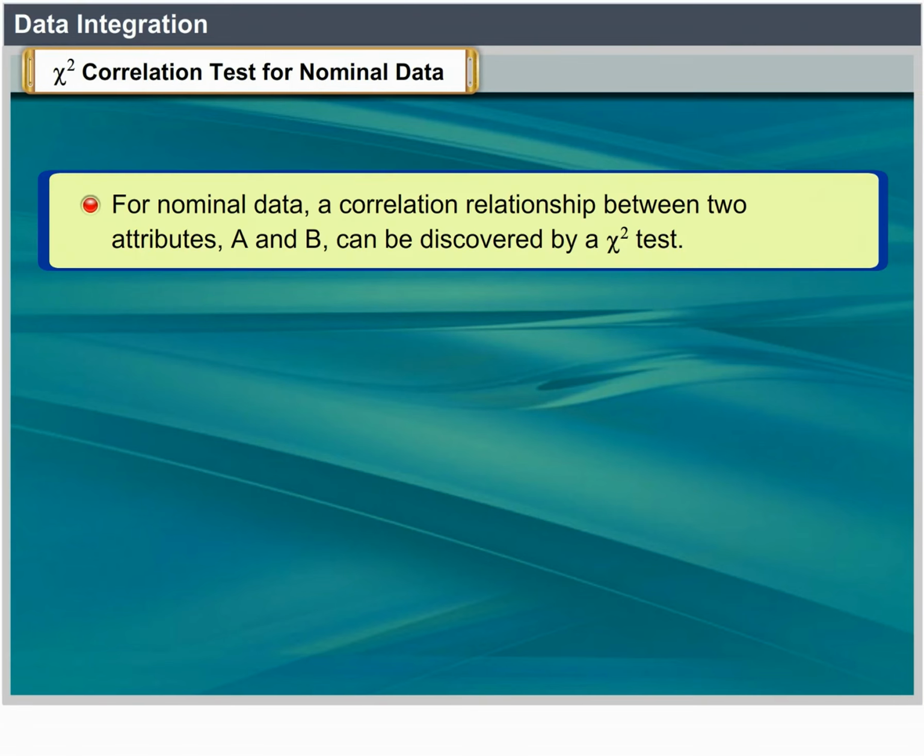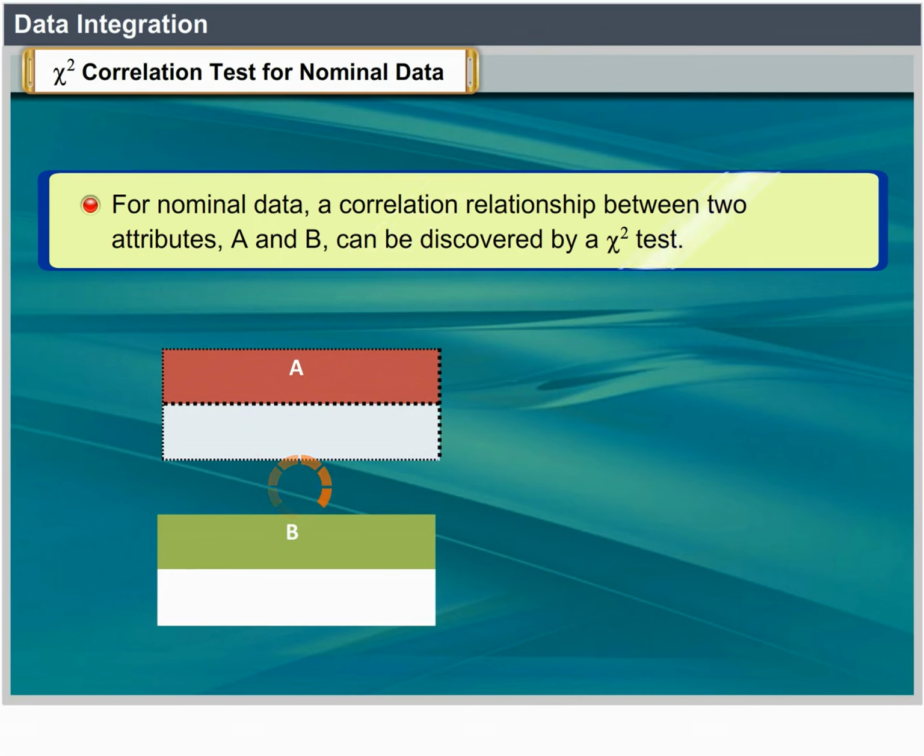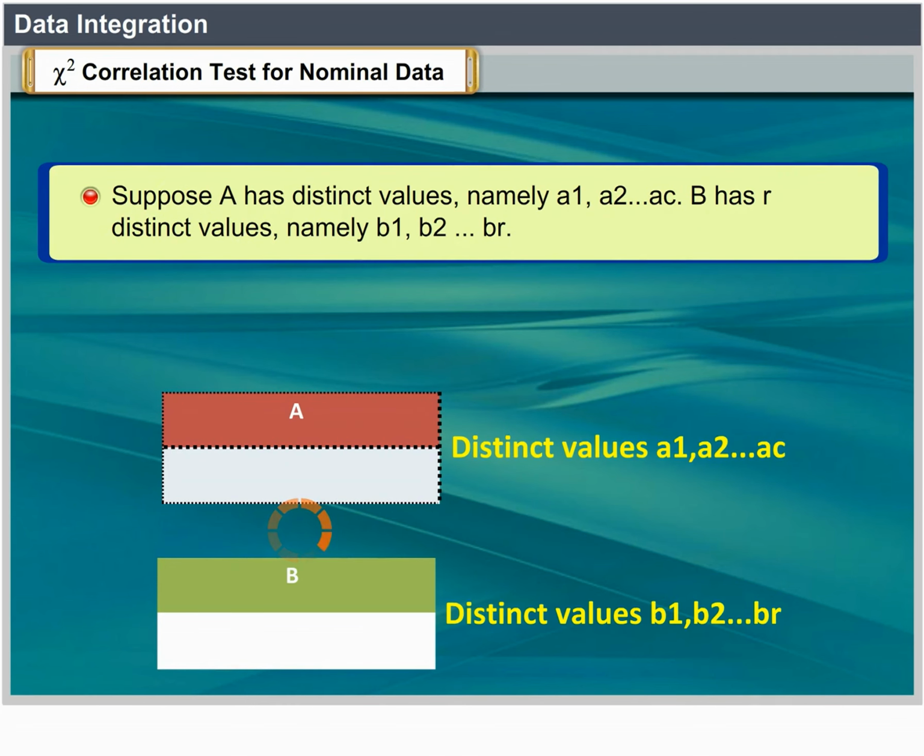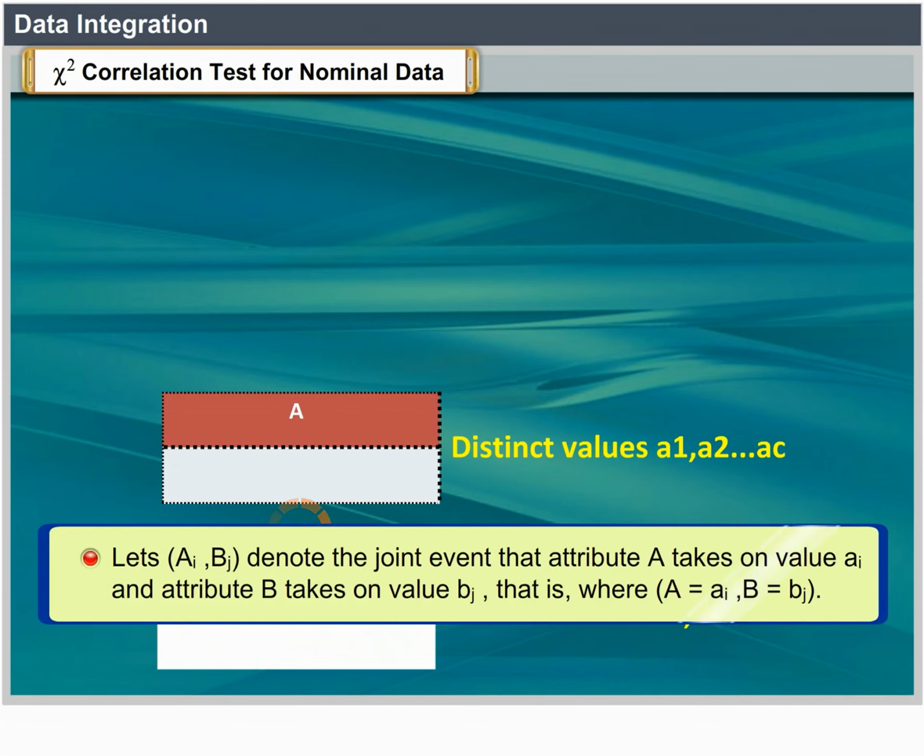Chi-square correlation test for nominal data. For nominal data, a correlation relationship between the two attributes, A and B, can be discovered by a chi-square test. Suppose A has c distinct values, namely a1, a2, up to ac. B has r distinct values, namely b1, b2, up to br. Let (Ai, Bj) denote the joint event that attribute A takes on value ai and attribute B takes on value bj, that is, where A equals ai and B equals bj.